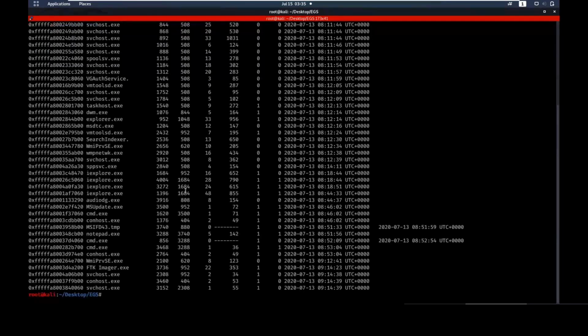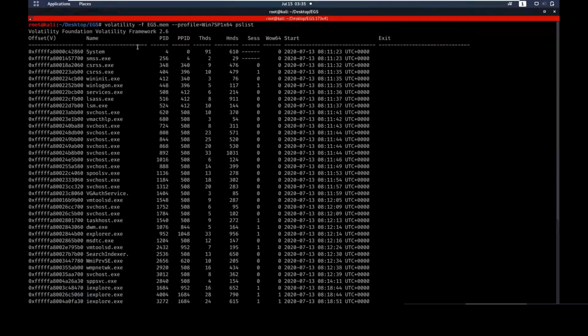Okay, here we go. So now we have a list of the processes. These refer to the processes which were running at the time we acquired the memory. So it comes with the offset of the process in the memory. We have the name of the process. We have the process ID and parent process ID, which plays an important role in our investigation. We have the threads and handles, and we have another factor. This is very important here also: the time that the process starts and the time that the process ends.